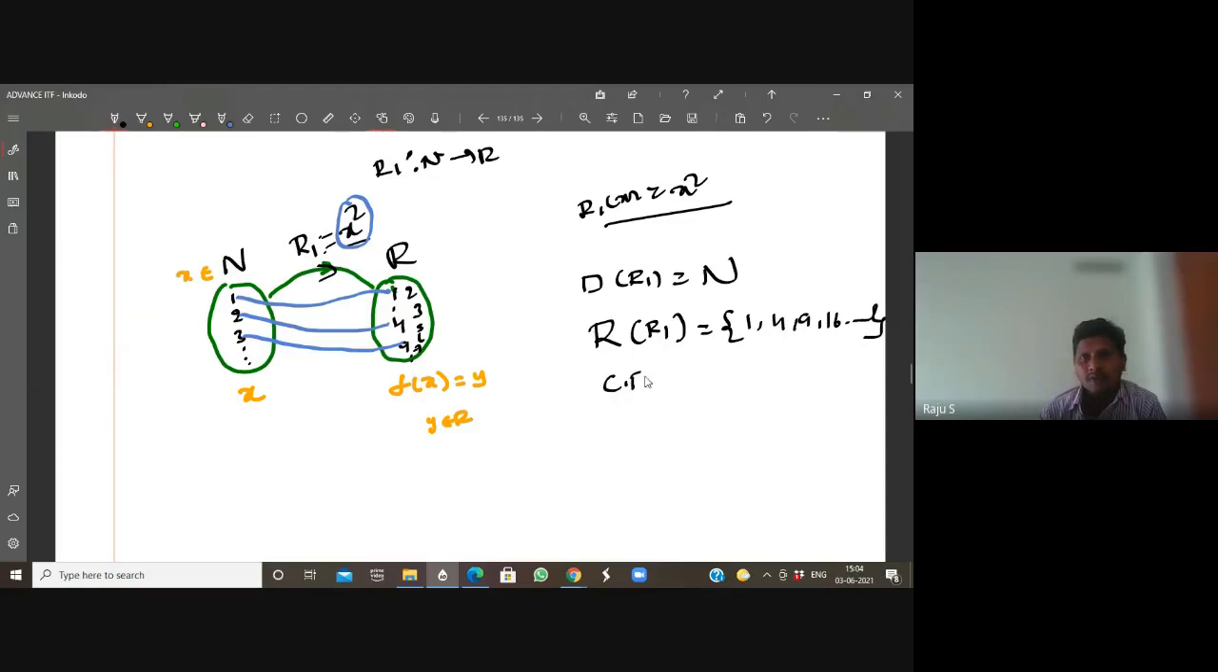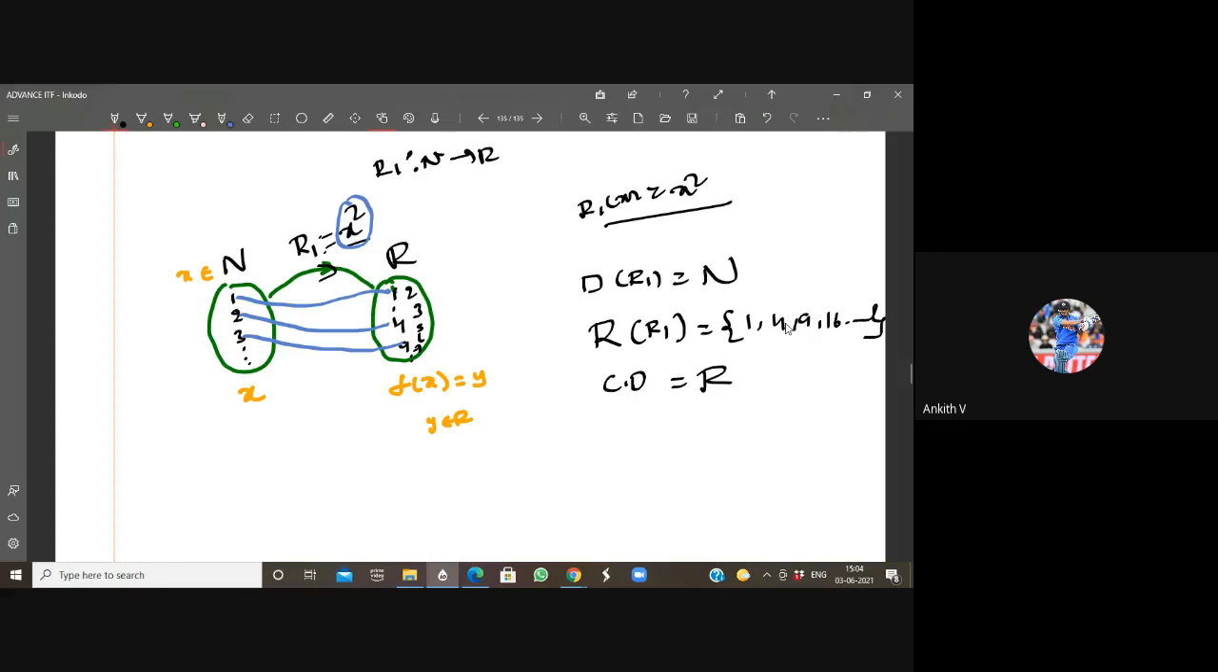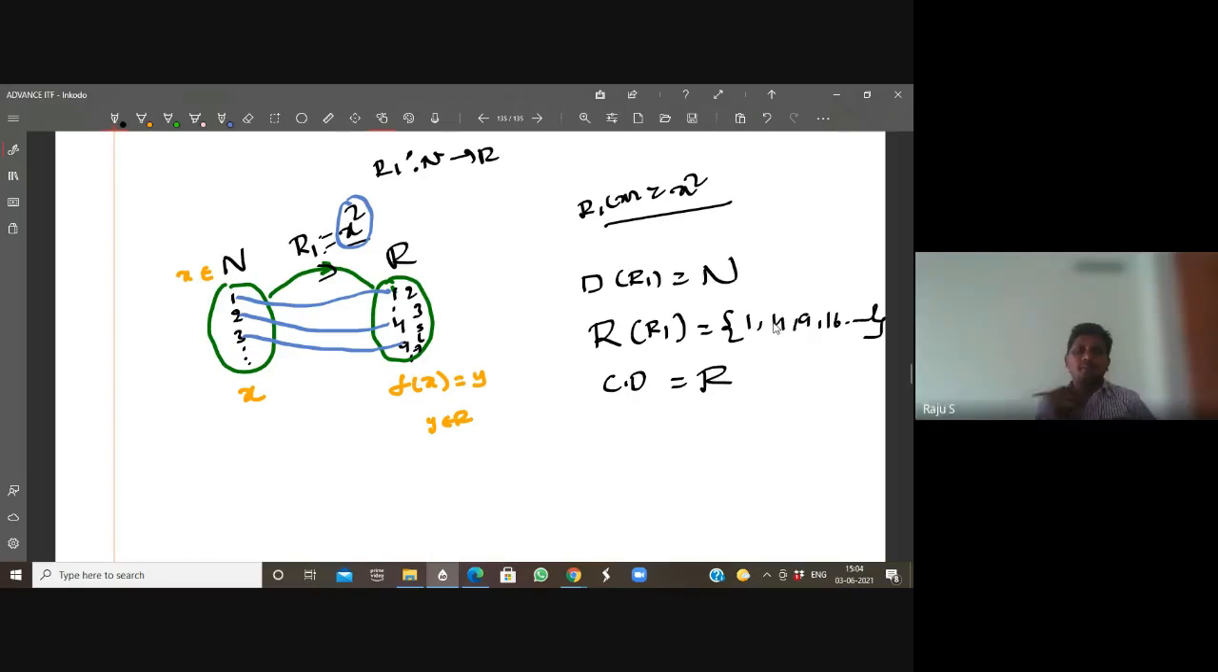Then codomain means real numbers. Do you understand the difference between range and codomain? According to here, I am taking x square. Then if I take x cube, what is the range we are going to get? 1, 8, 27, 64. Right. That is the range, including all the elements.